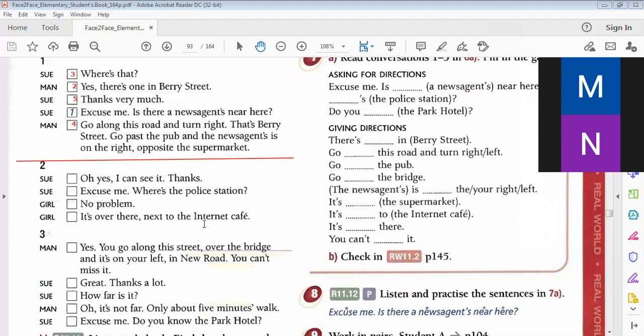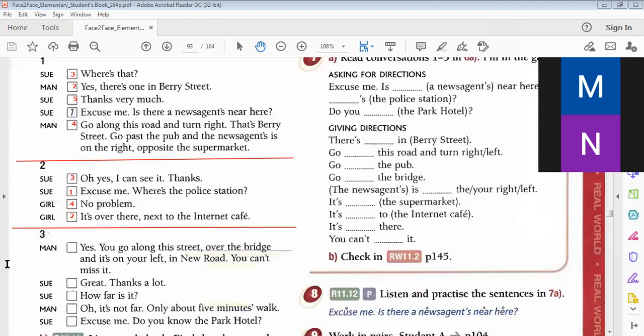Now let's do the same thing for the second conversation, number 2. What do you think is the first one? Excuse me, where's the police station? Okay. After that? It's over there next to the internet cafe. That's right. And then? Oh, yes, I can see it. Thanks. Okay, and the last one? No problem. Okay. And then we have the third conversation.